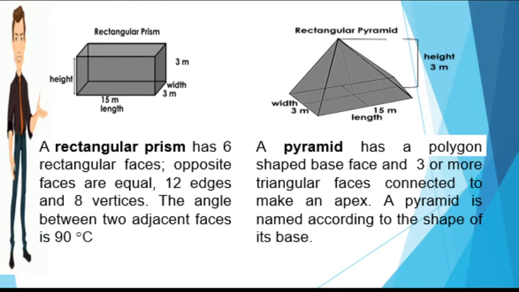And to find the volume of a pyramid, we have to multiply the area of the base by its height and divide it by 3. And to find the volume of a rectangular prism, just multiply the length, the width, and the height. So let's try. Please take note of the given information.